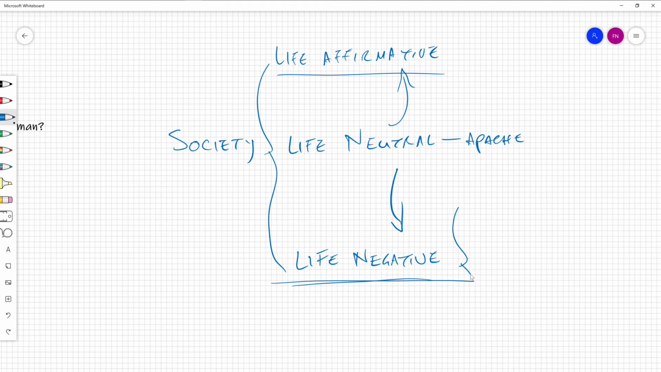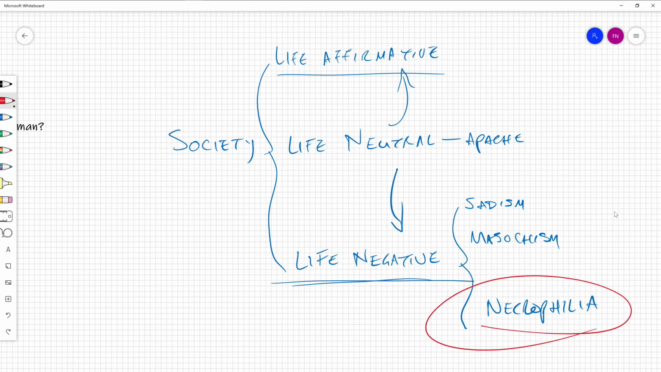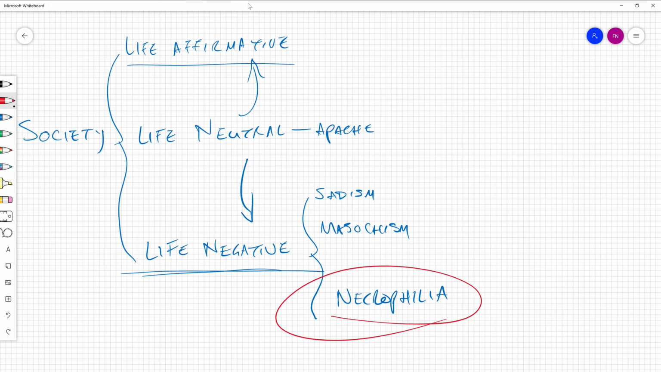So what is life negative? For Fromm, a life negative culture embodies three values. Sadism, masochism, and necrophilia. For Fromm, necrophilia is not literally loving dead bodies, but the fascination with death, destruction, and violence. By definition, all life negative cultures are aggressive, warlike, racist, and sexist.